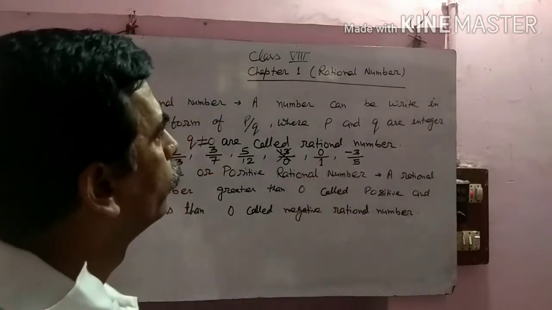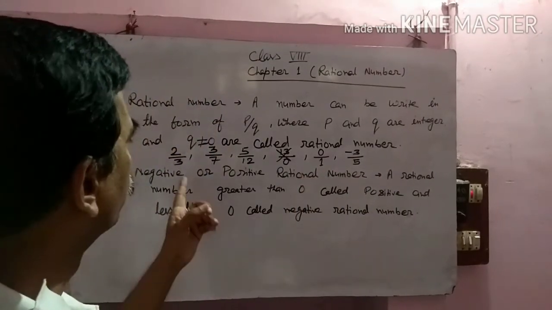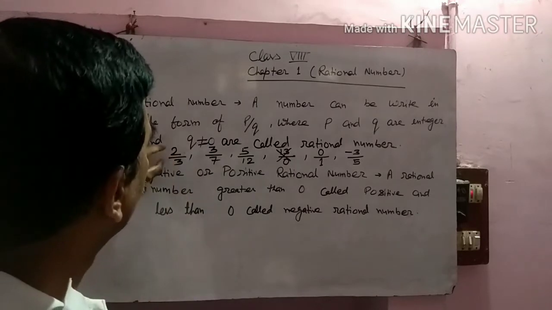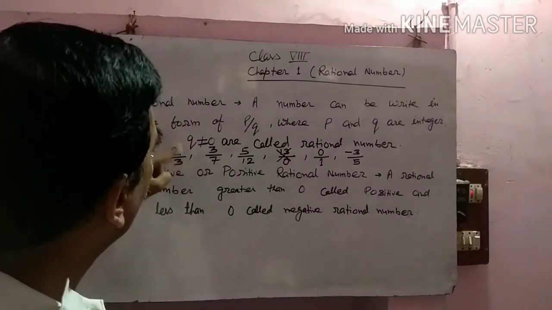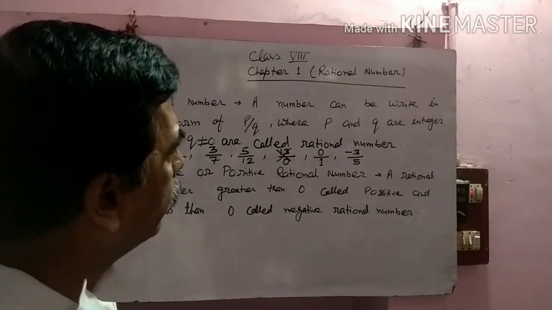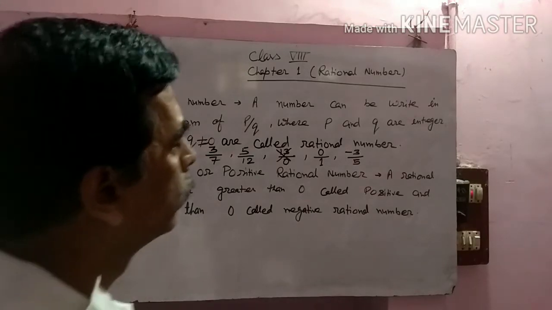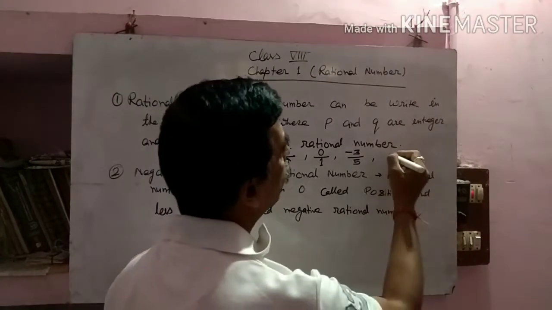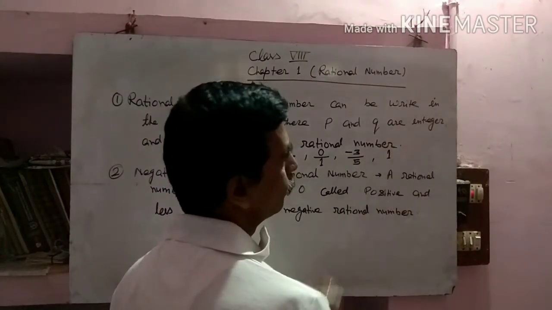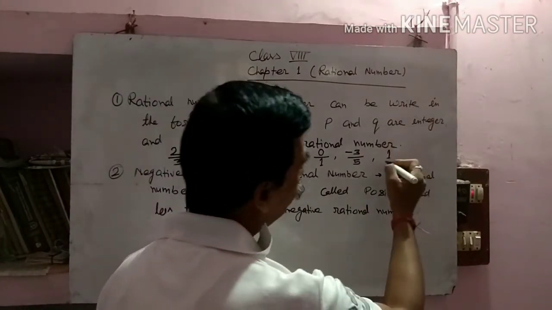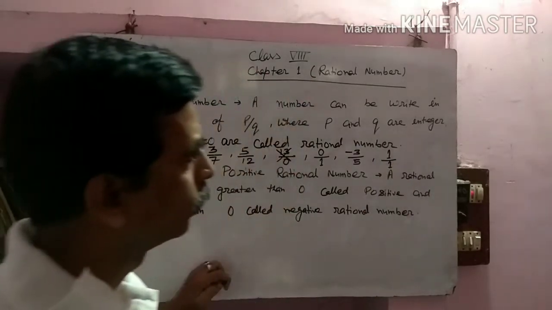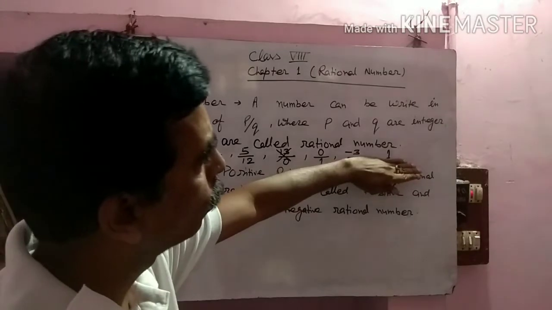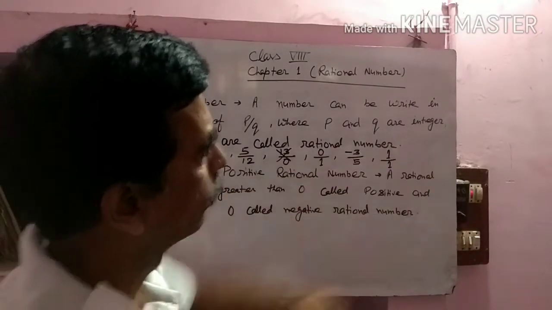Any number which is written in the form of p by q, which has a numerator and a denominator, where the denominator is not equal to 0. Okay? The basic condition is this one. But suppose the number is written like 1. If we write 1 by 1, the value remains 1. So 1 is also a rational number.